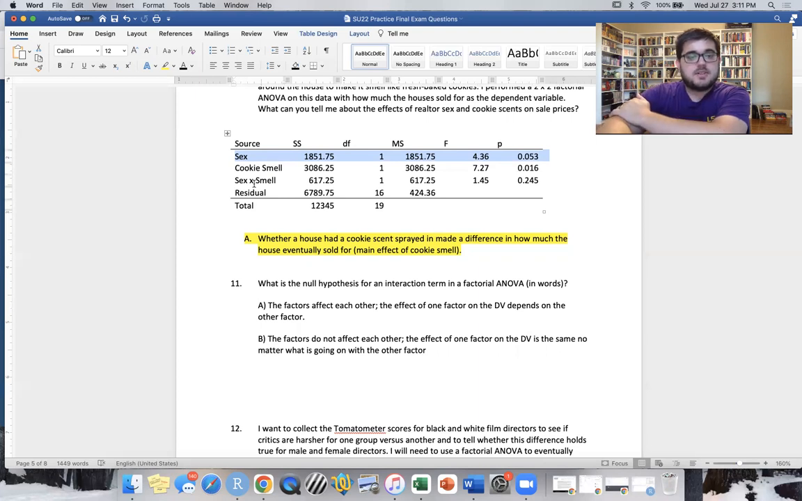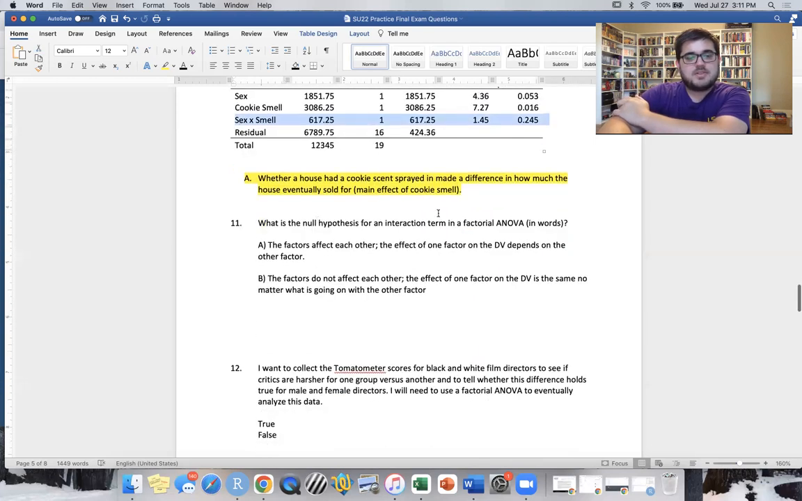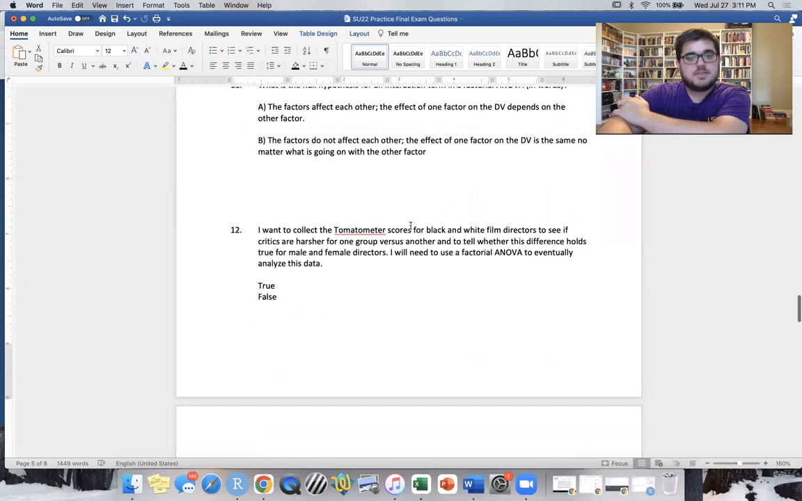For the interaction, the null hypothesis is that there's no interaction. So if P is less than 0.05 and you reject the null hypothesis, that means you conclude that there is an interaction. So the null hypothesis for an interaction term is that there is no interaction.